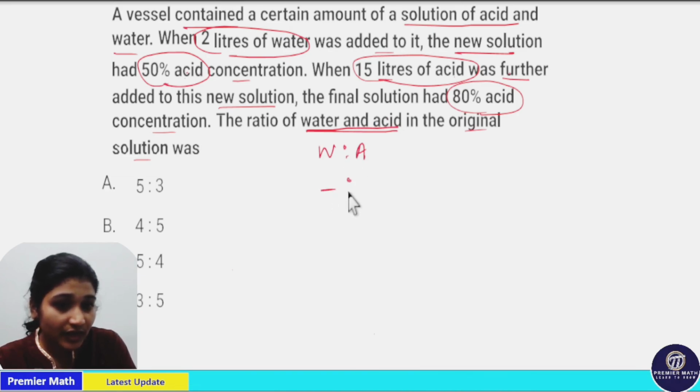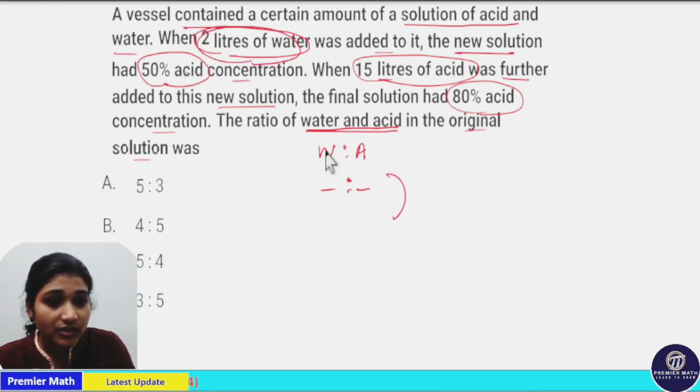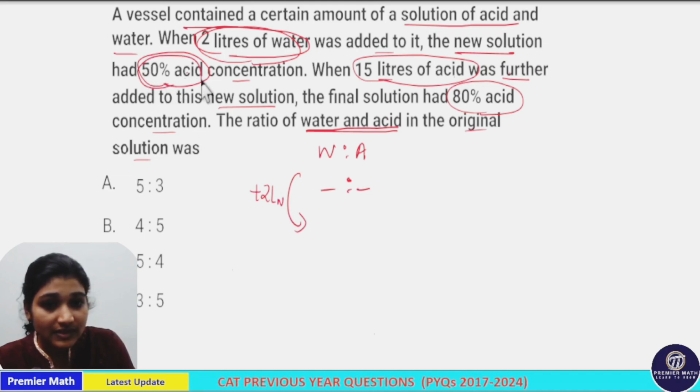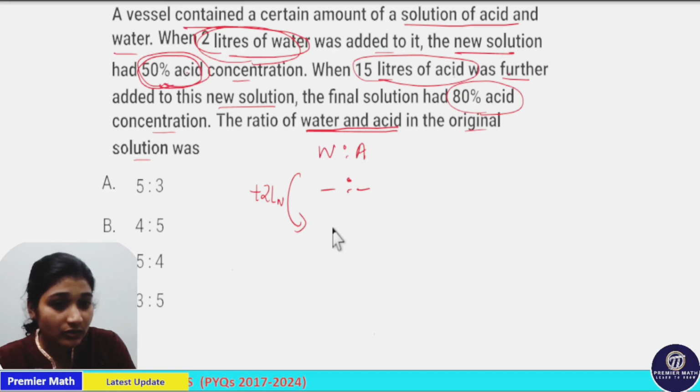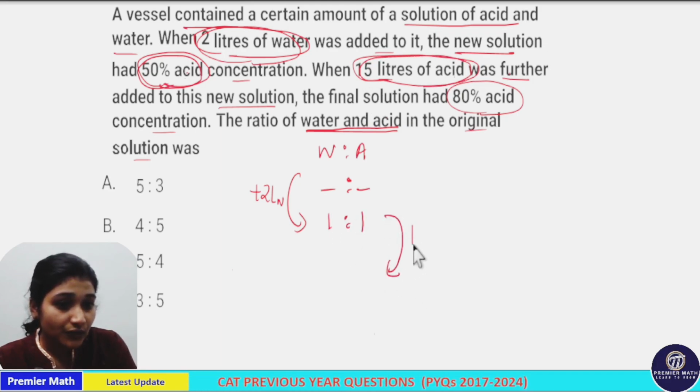Initially, we don't know the ratio of these water and acid components, but here 2 liters of water is added. So when 2 liters of water is added to this initial solution, the new solution became 50% acidic. 50% acidic means 50% acid and 50% water, which means a 1:1 ratio. Again, 15 liters of acid is further added to this 1:1 solution.